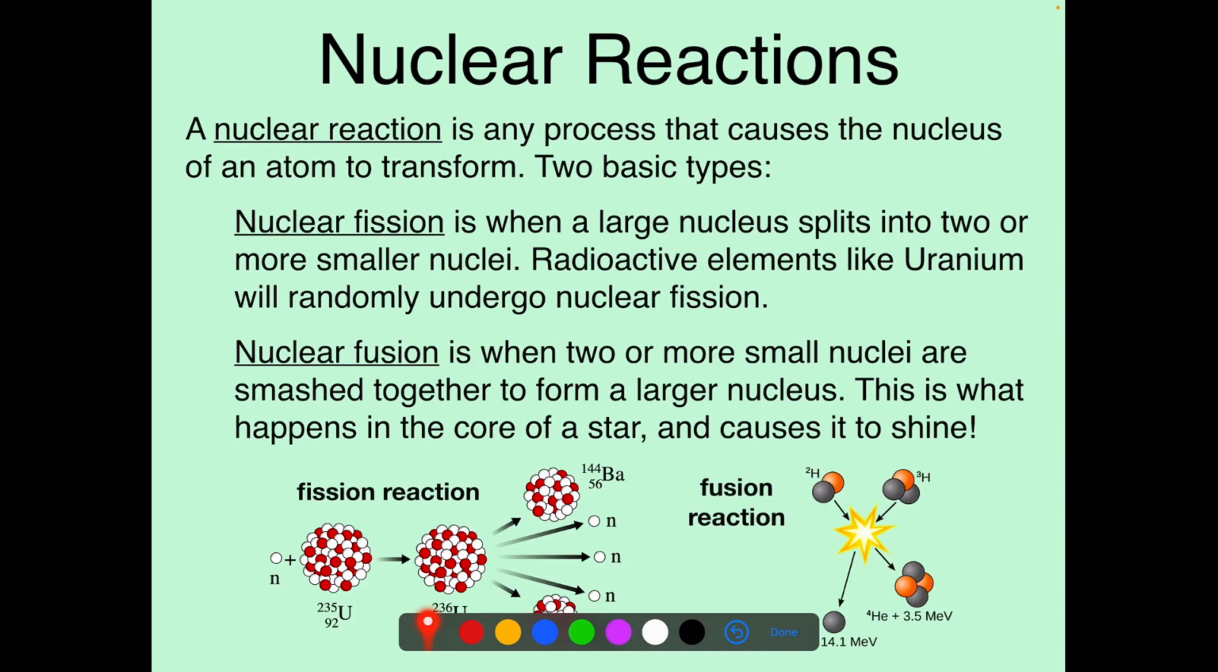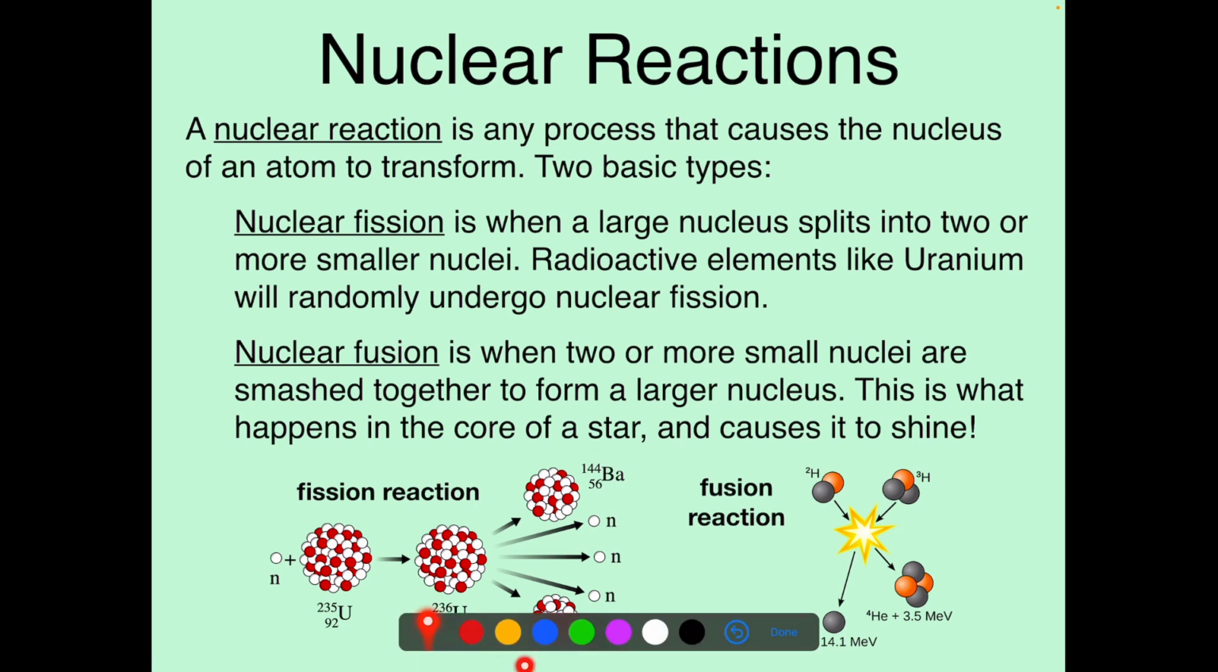Let's talk a little bit about nuclear reactions. So a nuclear reaction is any process that causes the nucleus of an atom to transform into a different type of nucleus. And there are 2 basic types of nuclear reactions. So we have nuclear fission. Fission is when a large nucleus splits into 2 or more smaller nuclei. So radioactive elements like uranium are constantly undergoing nuclear fission. It's a random process that the nuclei undergo.